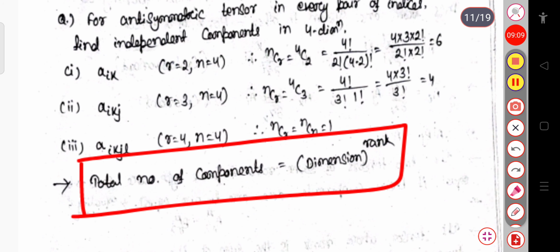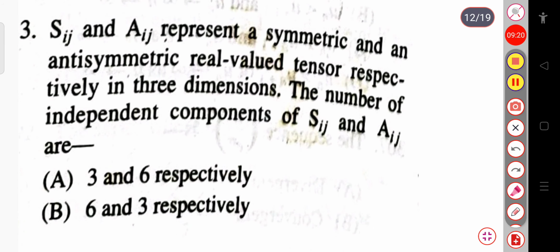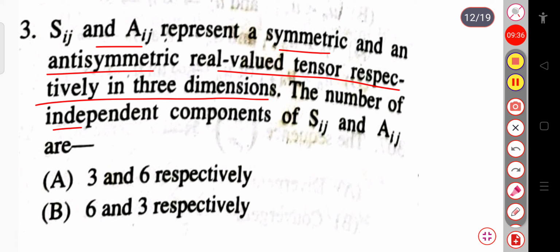Now this is also an important one. The total number of components in a tensor will be equal to the dimension power rank, that is n power r. Now let us solve some questions. This is also a previous year question. The question is, Sij and Aij represent a symmetric and an antisymmetric real valued tensor respectively in 3 dimensions. So the number of independent components of Sij and Aij are. So here Sij is a symmetric tensor and Aij is an antisymmetric tensor. You have to calculate the number of independent components.